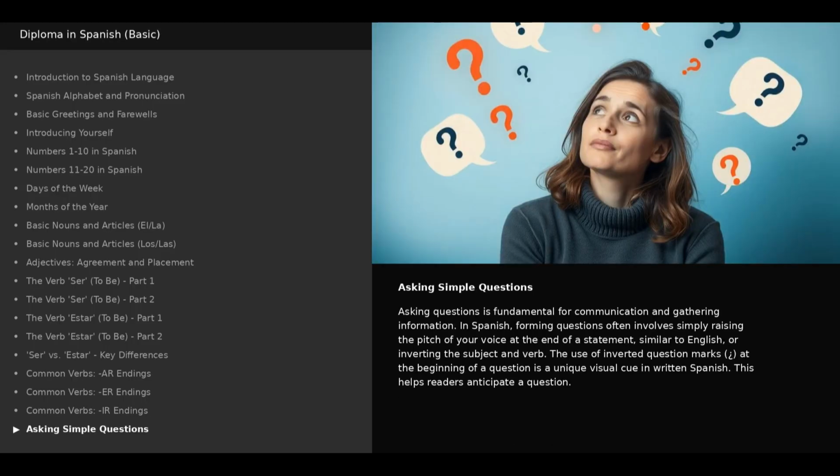Asking simple questions. Asking questions is fundamental for communication and gathering information. In Spanish, forming questions often involves simply raising the pitch of your voice at the end of a statement, similar to English, or inverting the subject and verb. The use of inverted question marks at the beginning of a question is a unique visual cue in written Spanish. This helps readers anticipate a question.